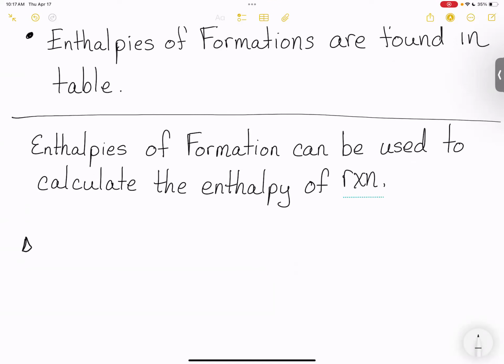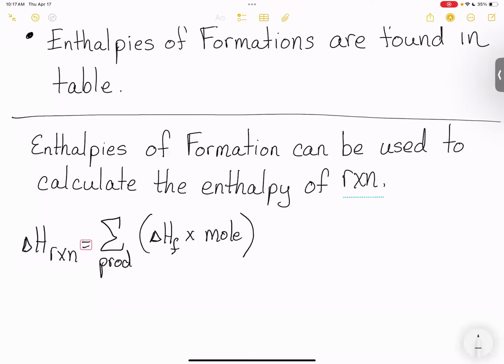To do so, the enthalpy of the reaction is going to equal the sum over the products of the enthalpy of formation times their moles, minus the sum over the reactants of the enthalpy of formation times their moles.